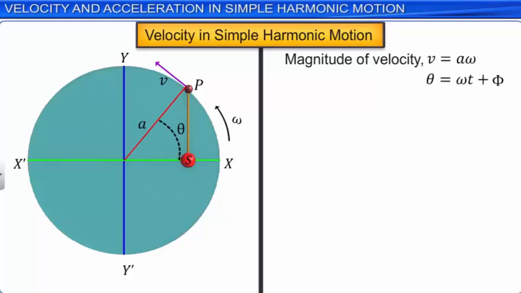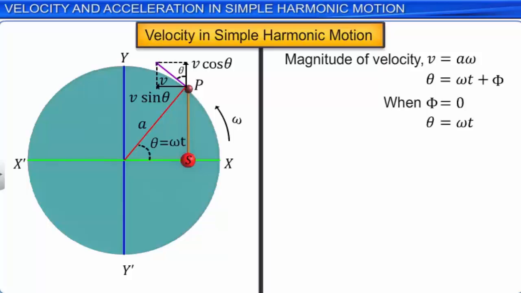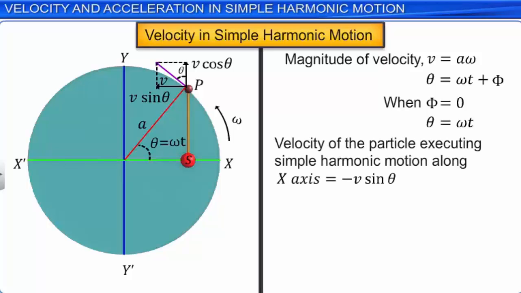For simplicity, if we assume the initial phase phi is equal to 0, then the two components of velocity v are v cos theta and v sin theta respectively, in the directions shown. Then, the component v sin theta represents the velocity of the projection, which is executing simple harmonic motion on the diameter along the x-axis. Velocity of a particle in simple harmonic motion is equal to minus v sin theta. The negative sign is due to the direction of the velocity at that instant, which is opposite to that of the positive x-axis.